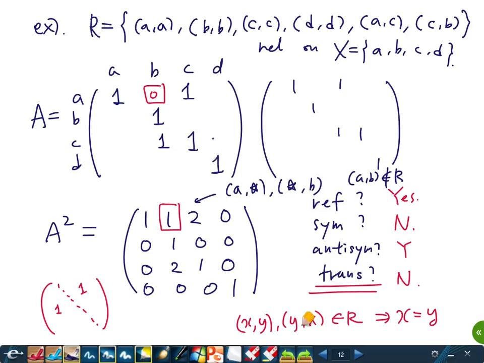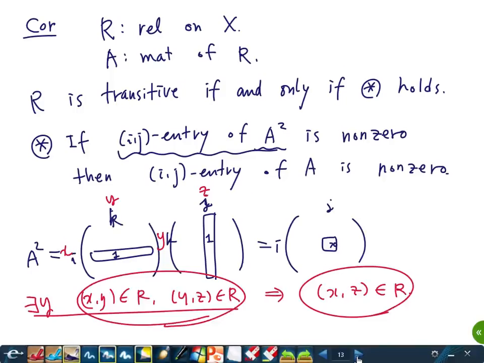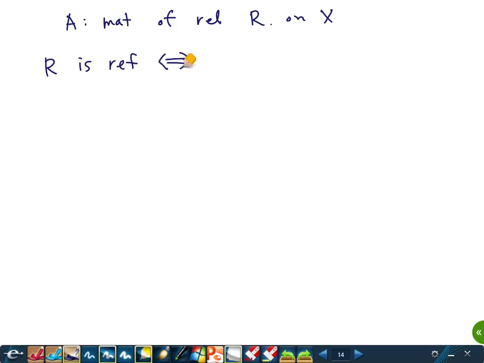So let me write down the thing, to summarize what I did. A is the matrix of relation R, where R is a relation on X, as before. Then R is reflexive if and only if what, in terms of matrix A?